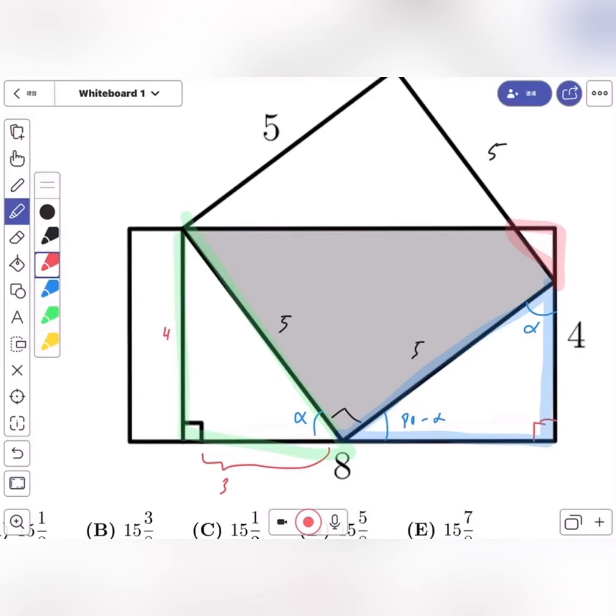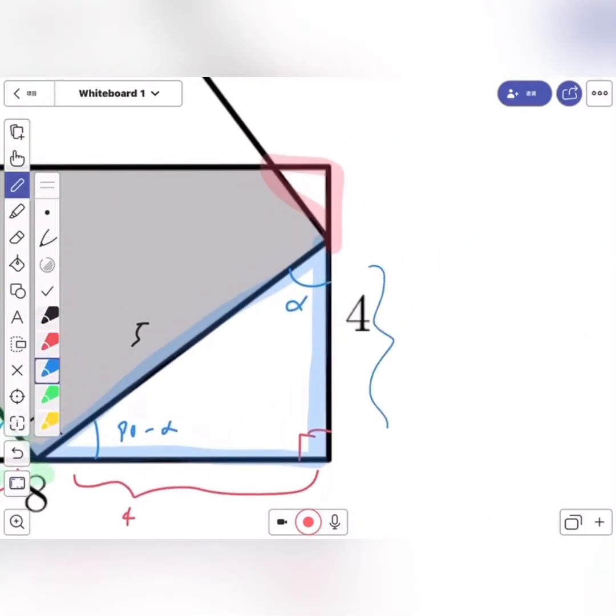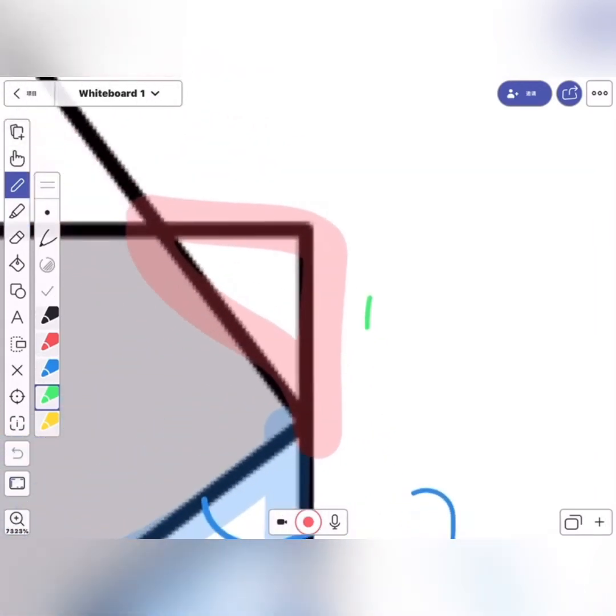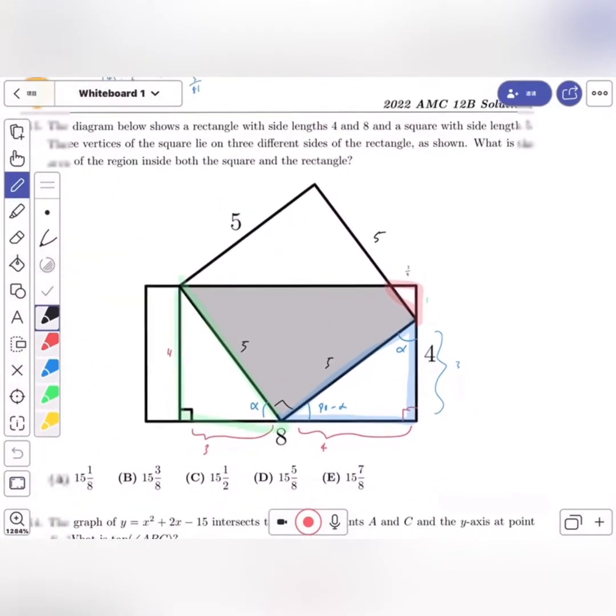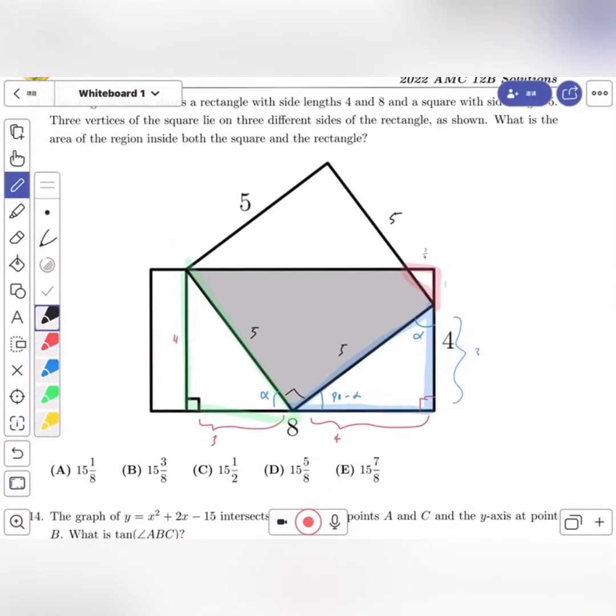Now we can just do some length tracing. So this part is actually 4, so this basically means that this part is actually 3. Because this entire length is equal to 4, this means that this part is actually 1. Now, if this part is 1, then this part is actually 3/4. Okay, we want to find simply this shaded region right here.